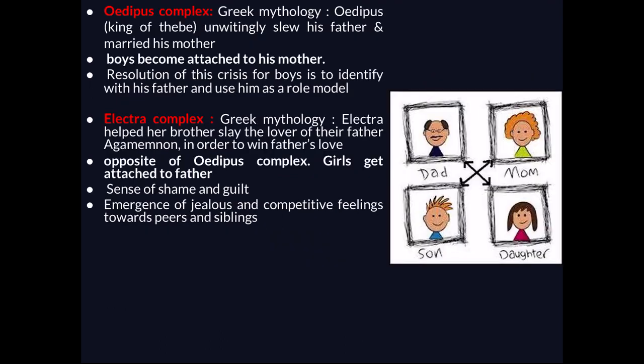So it includes 2 important points. First is the Oedipus complex, in which the boys become more attached to their mother, and the Electra complex, which is the opposite of the Oedipus complex, in which the girls are more attached to their father. Basically, a child is more attached to the parent of the opposite sex.